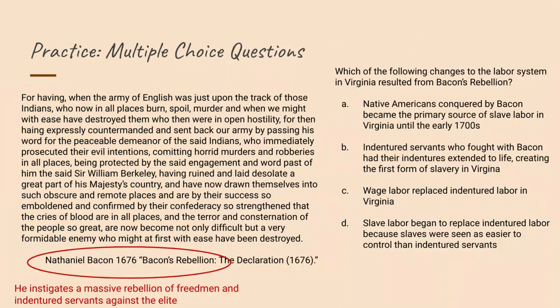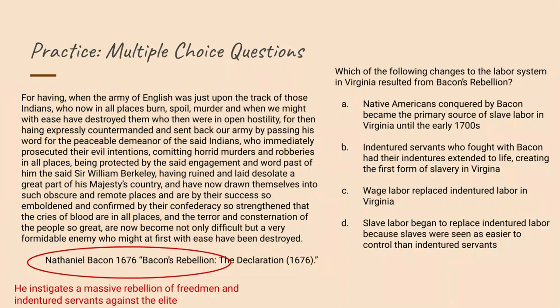So, what I would like to do is break down a classic stressful multiple choice question that you might come into contact with on the AP exam. If we're taking a look at this, obviously we have a very large quote, and then we have the question. It asks, which of the following changes to the labor system in Virginia resulted from Bacon's rebellion? So let's go ahead and read the quote quick, and then we're going to work through some critical thinking, and we're going to choose the correct answer.